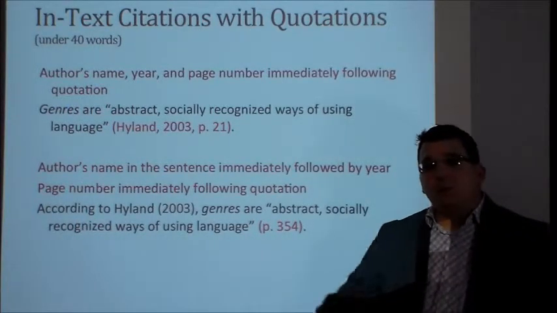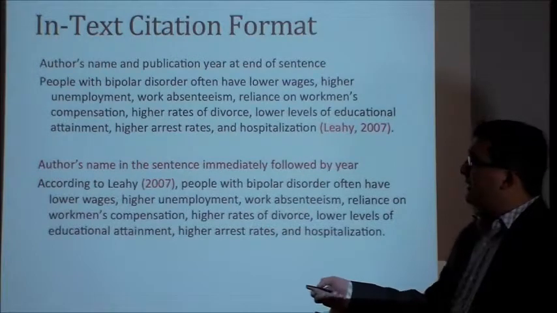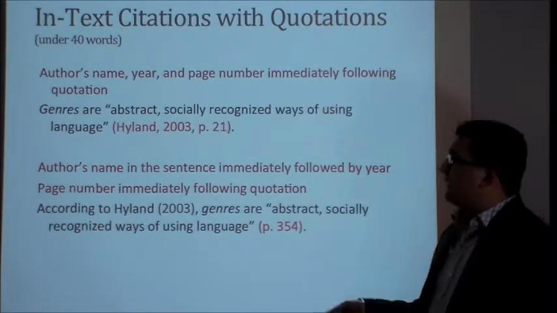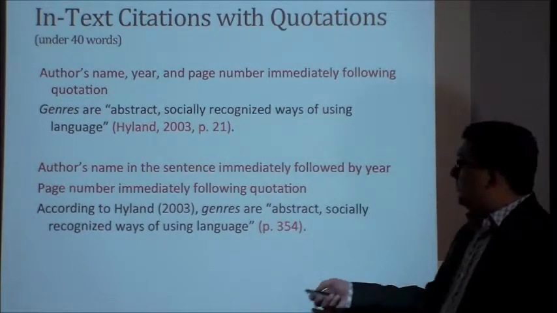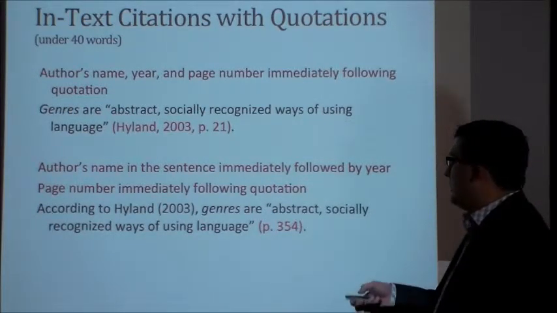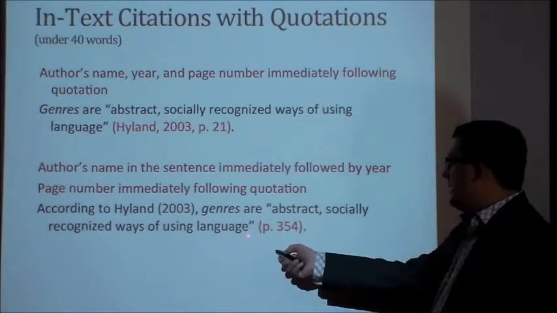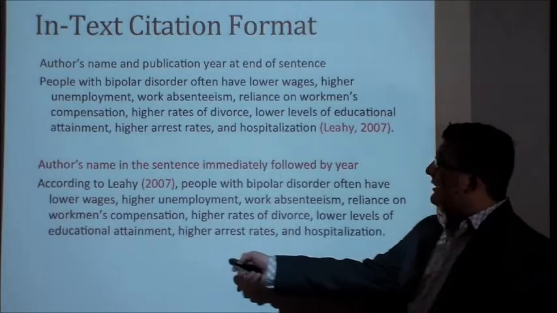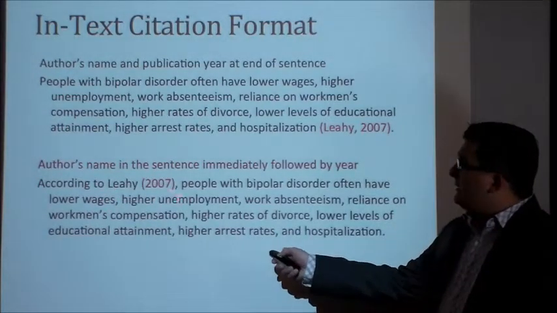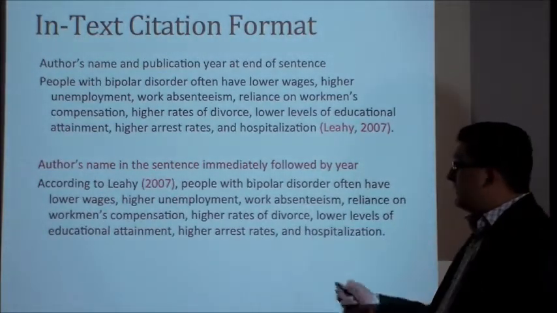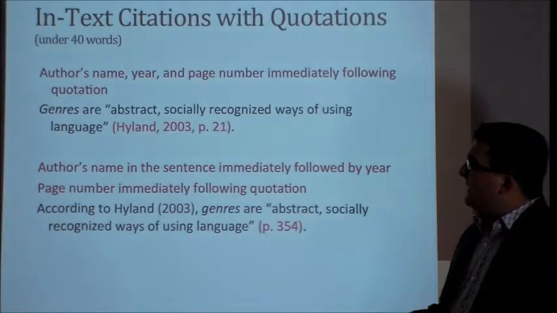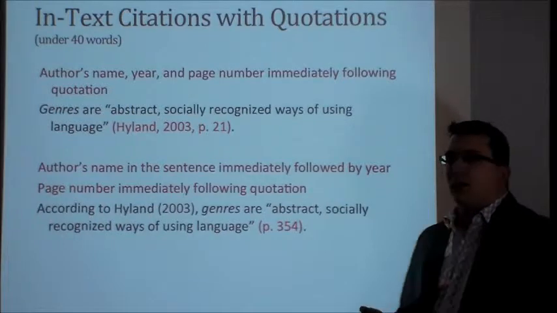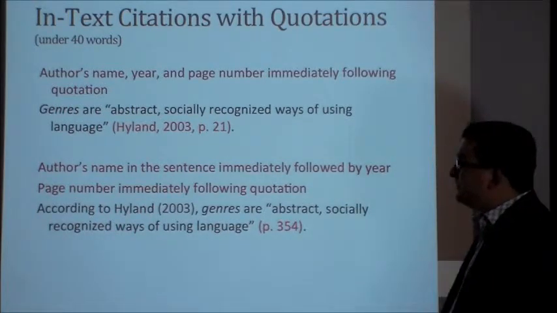Again, the same way that we did before on this page right down here, according to Leahy, we're going to do that same thing with that Highland aspect in terms of the quote. So, according to Highland, genres are abstract, blah, blah, blah. Here we go, page 354. So that's the difference. You see right here, we just go Leahy 2007, we're done with it. We have the rest of our information here. This one, not the case, because we got that pesky page number that we're going to have to get in there for that quotation.